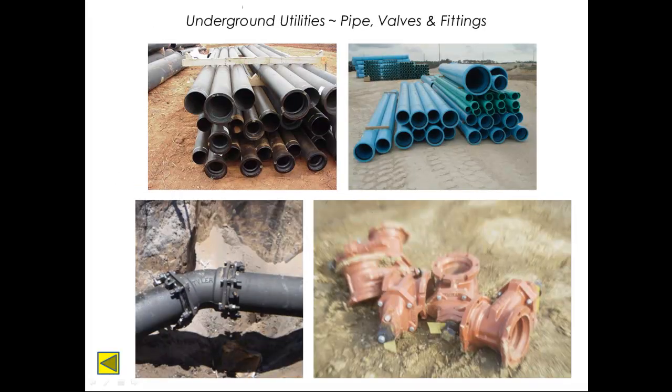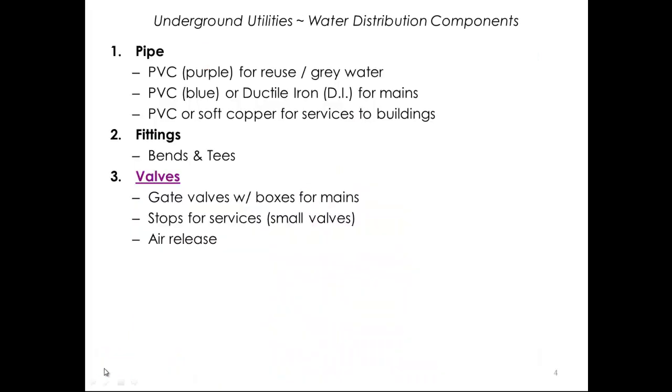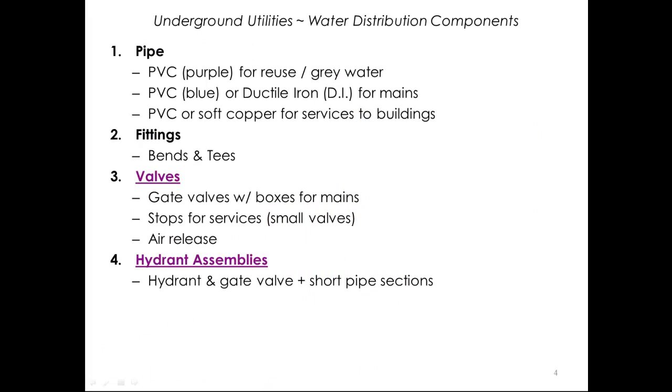On the upper left we see some ductile iron pipe in a couple of different sizes. And to the right we see blue PVC water pipe with a little bit of green sanitary pipe mixed in. Lower left is an example of a bend fitting, and to the right are a few gate valves. We talked about fire protection earlier. Exterior fire protection is provided by hydrants. In terms of construction, they are usually called hydrant assemblies.